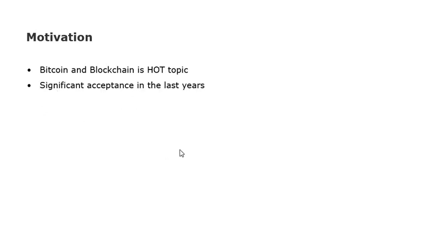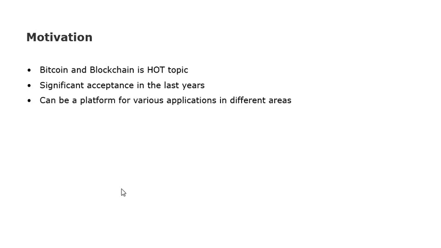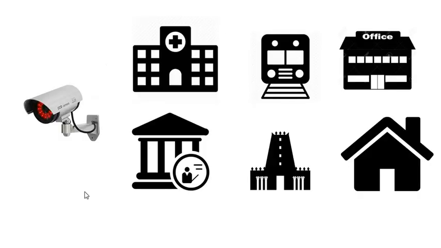And the second thing is blockchain has been significantly accepted worldwide as a secured way for storing data. Again, no other technologies will provide such a security which blockchain provides us. And the third motivation is, obviously it can provide a platform for various applications in different areas. That means we are using the blockchain network for storing the surveillance video. Like that, any other data that needs to be secured can simply make use of blockchain.